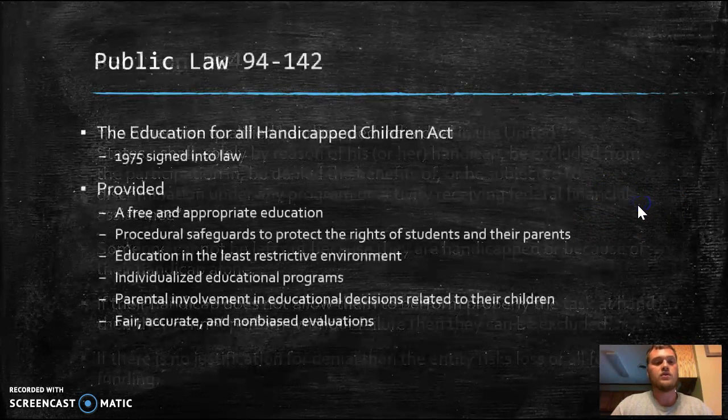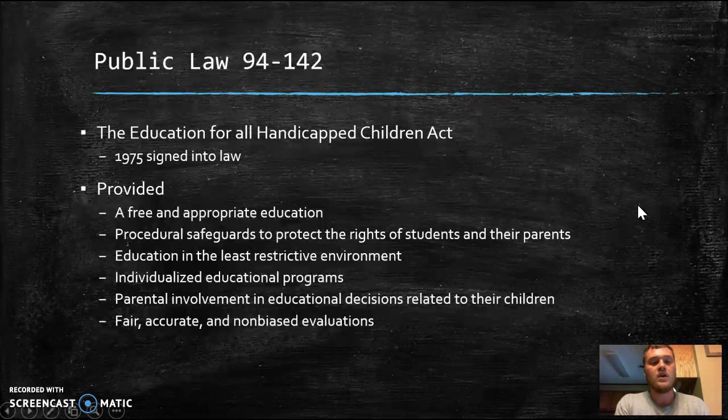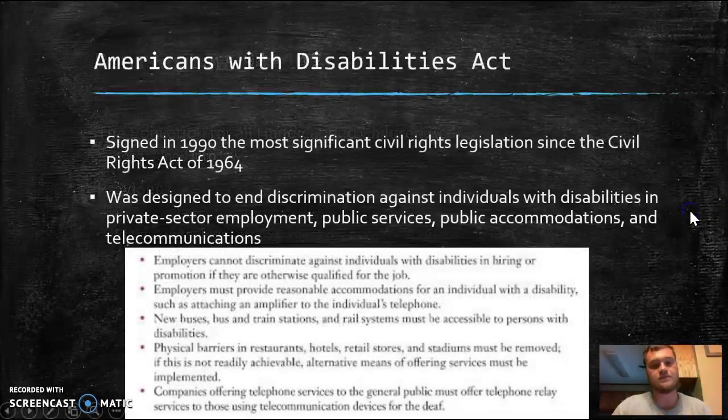In short, Public Law 94-142, the Education of All Handicapped Children Act, was signed into law in 1975. It provided free and appropriate education, procedural safeguards, education in the least restrictive environment, individualized educational programs, parental involvement in educational decisions related to their children, and fair and accurate, non-biased evaluations.